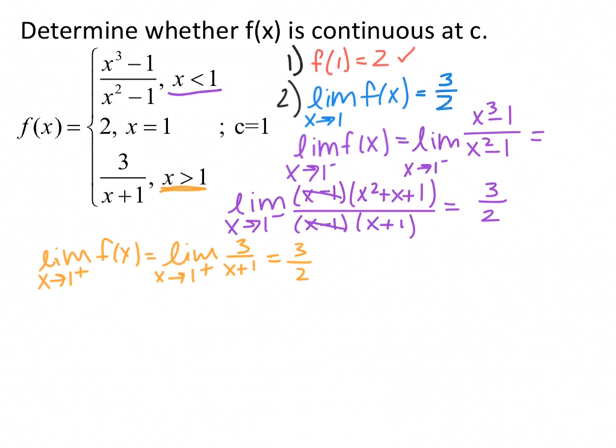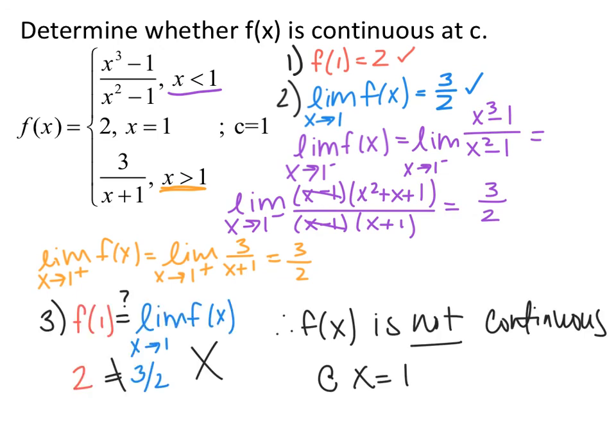If those had been two different numbers, the limit wouldn't exist. You could stop after step 2. So we found the limit, it exists, we passed step 2. Now we move on to step 3, which is testing to see if f of 1 is equal to the limit as x approaches 1 of f of x. So go ahead and pause the video and test that and decide whether or not f of x is continuous at x equals 1.